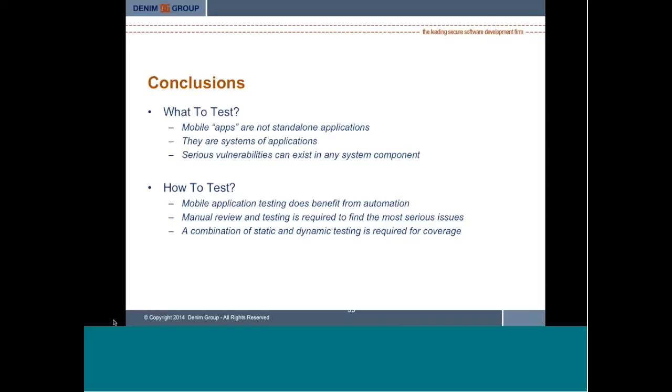When we look at how you craft a testing program, there are a number of benefits that mobile testing can provide, specifically in the form of automation. But manual review and testing is going to be required in order to find the most serious issues. That's potentially a big gap in coverage for folks that are relying solely on automation.